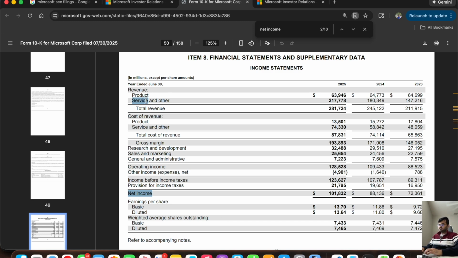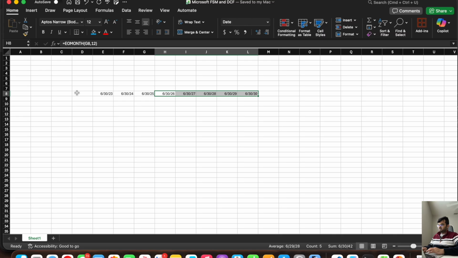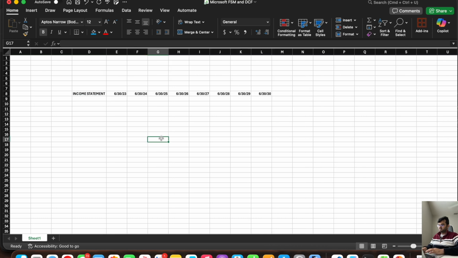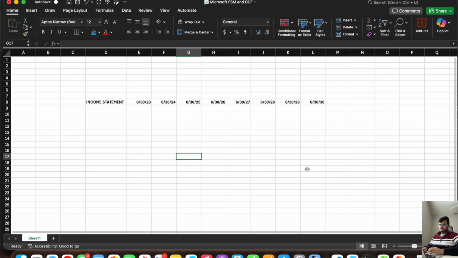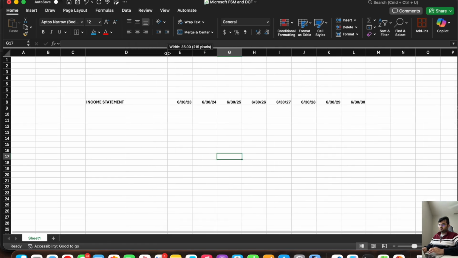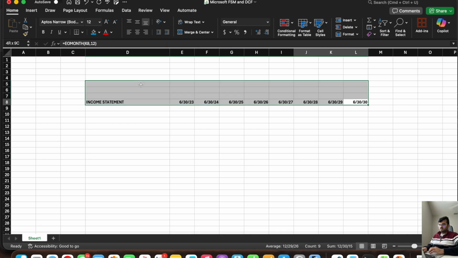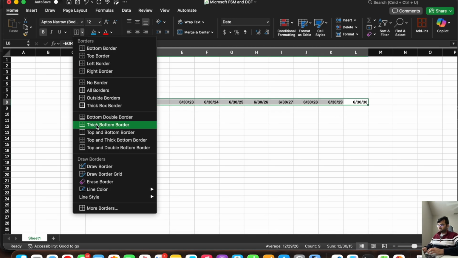So first, I'll get all these line items into our Excel, then type in whatever the historical numbers are for 2025, 2024, and 2023. From there, let's project the next 5 years of numbers. So with that, let's get started, and I will mention this as income statement. I do this in bold. We'll just zoom in a bit, I hope it should be fine. Let's put in some borders.